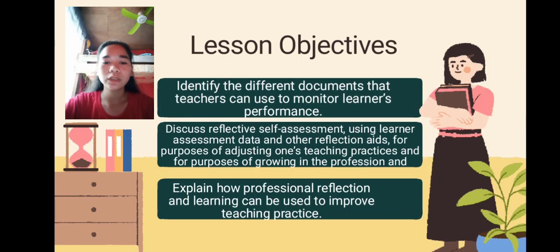But first, allow me to read the lesson objectives for this discussion. At the end of the lesson, students should be able to identify the different documents that teachers can use to monitor learners' performance. Second, discuss reflective self-assessment using learner assessment data and other reflection aids for purposes of adjusting one's teaching practices and for purposes of growing in the profession. And last is to explain how professional reflection and learning can be used to improve teaching practice.